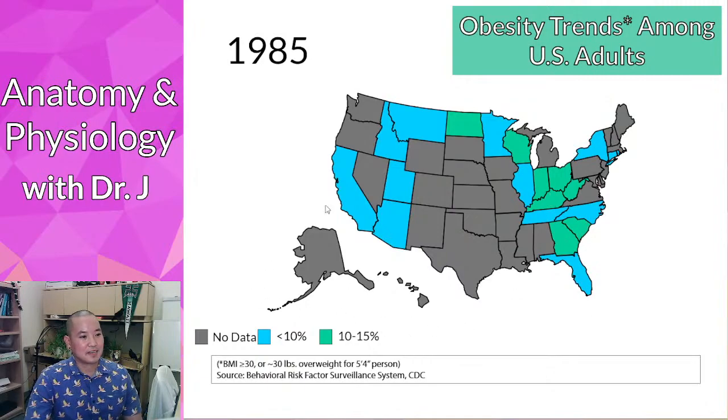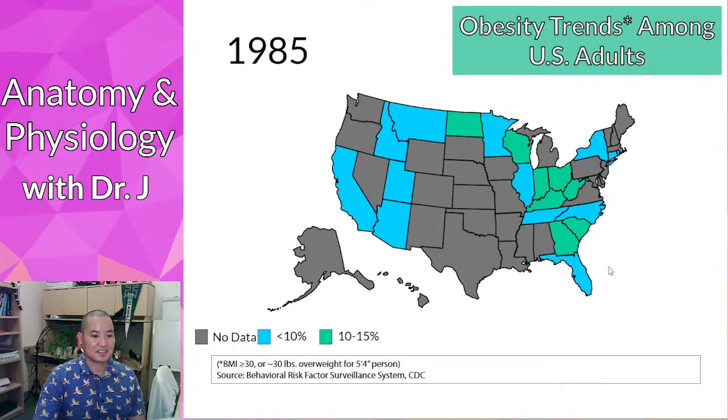So this is back in 1985 where we're studying, and the part in gray, we don't see any data yet. But what we see here is that for the States, we do have BMI data from 1985, way before a lot of you were born. We see that there are some states that have less than 10% of people that have obese BMI, and then 10 to 15%, that's the most we saw in this cohort.